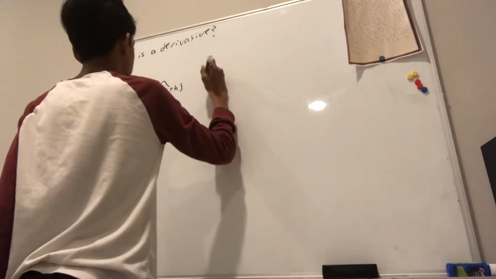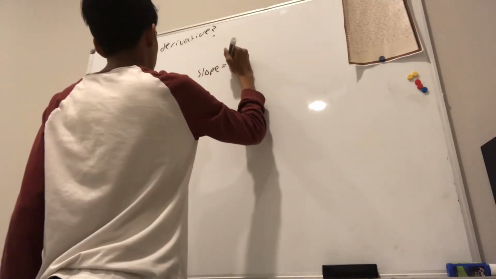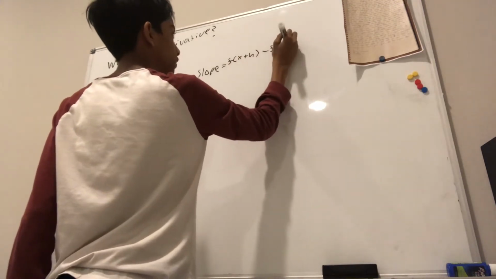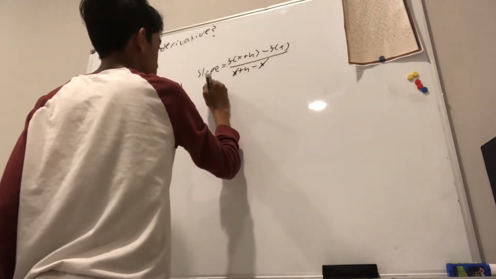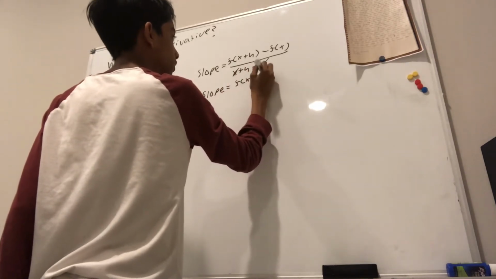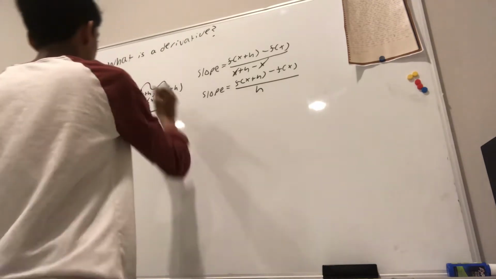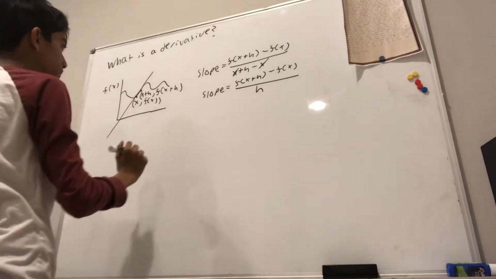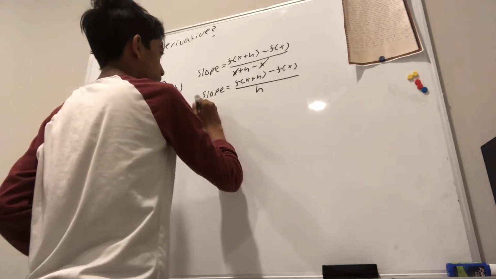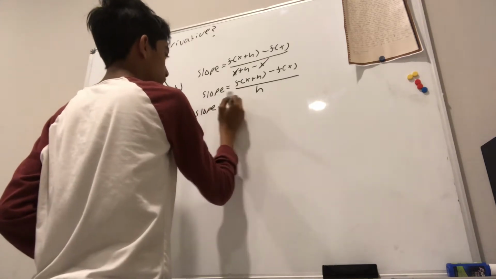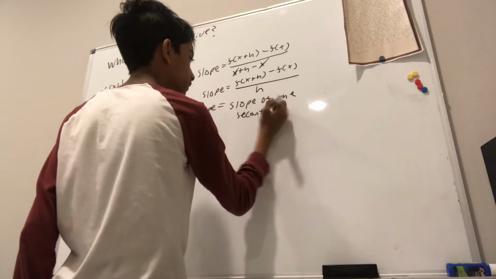So in algebra, you would have defined the slope as f of x plus h minus f of x over x plus h minus x. And those x's just cancel out, so the slope is equal to f of x plus h minus f of x over h. This is just the slope between these 2 points, and the line that this creates is called the secant line. So that equals the slope of the secant line.